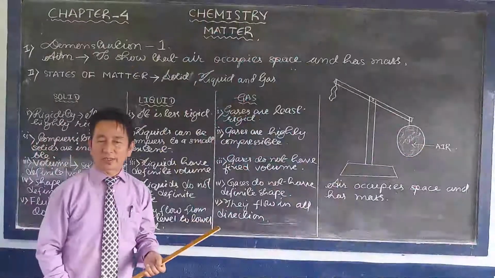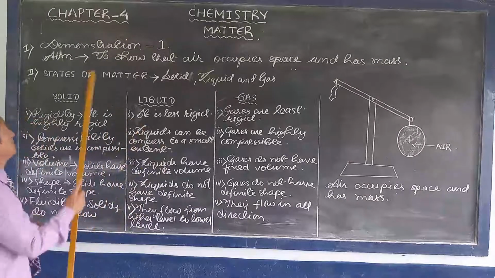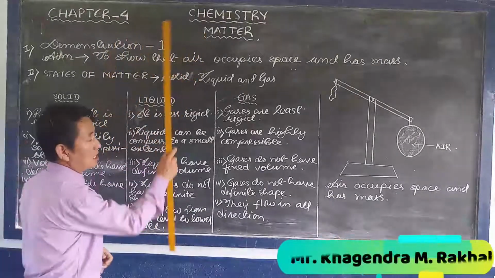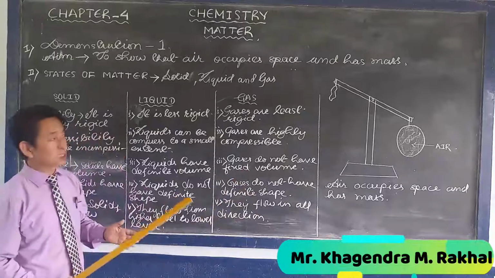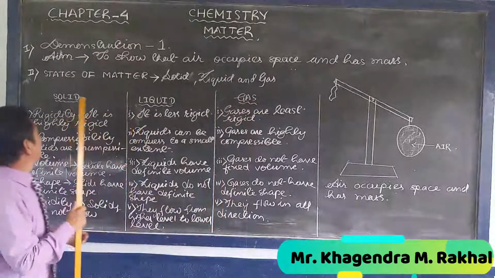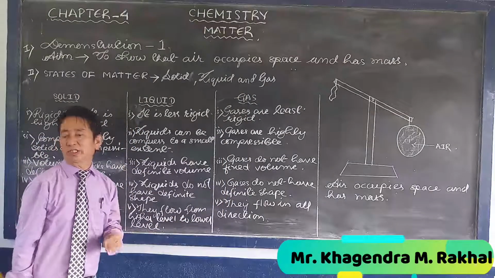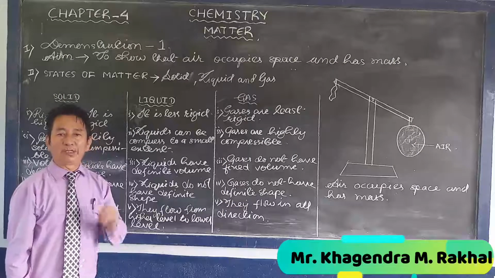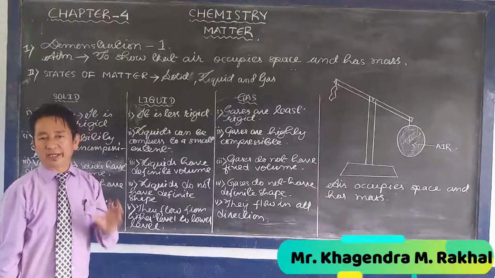Dear students, once again welcome back for the continuation of chapter 4 in chemistry, that is matter. Today I would like to explain to you that air occupies space and has mass, and the states of matter. For this you can refer to page number 55 to 59 in your textbook.